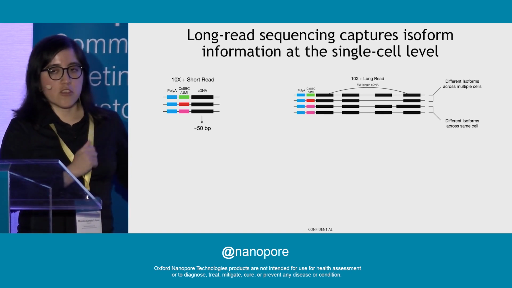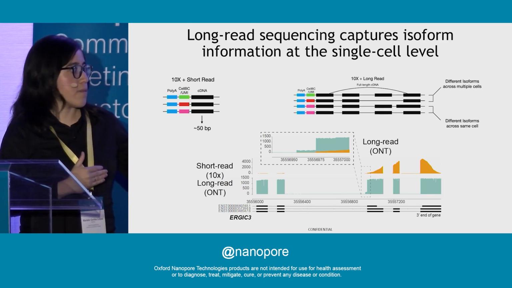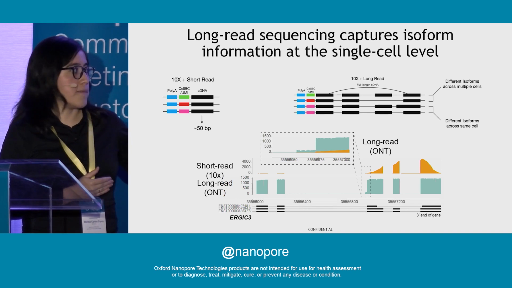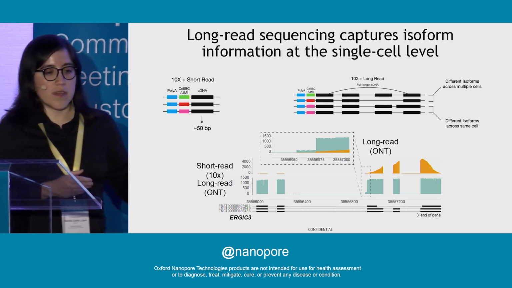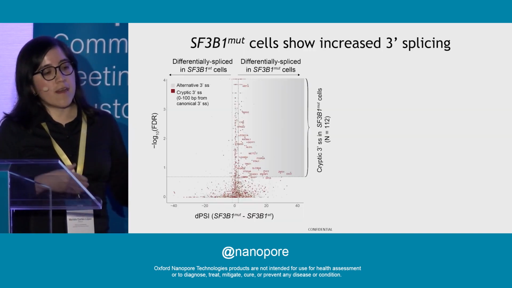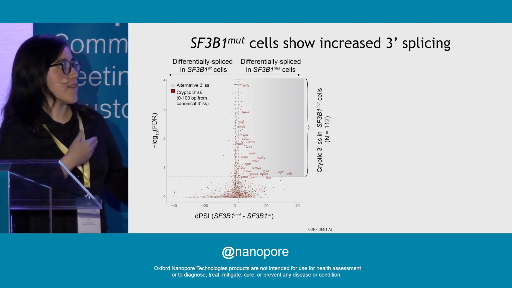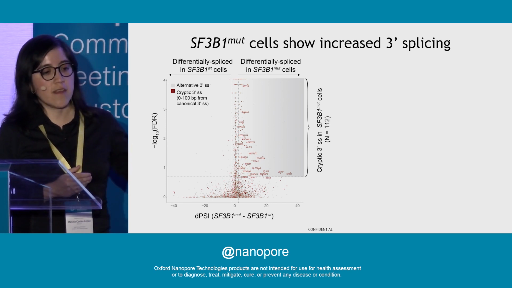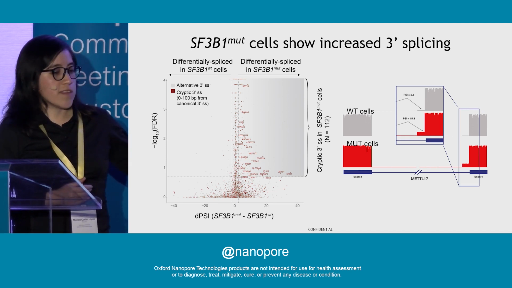And this is just a snapshot of the quality of the data. In this case, particularly for SF3B1, we are able to reconstruct it very clearly. It's very clear how the 3' splice site is altered only in the long-read data, which is not possible with the short read. Moreover, when we compare the mutant versus the wild-type cells, we also see this bias towards an increase of cryptic 3' splice site usage only in the mutant cells. This is just a snapshot of what we see in this high quality data.